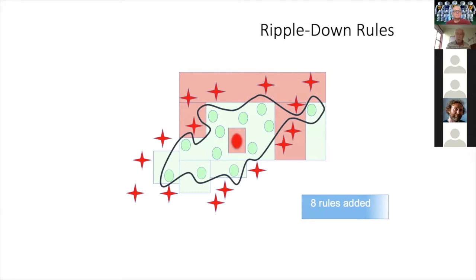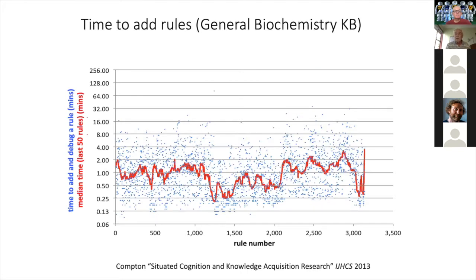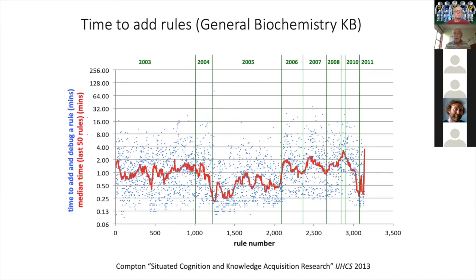Now, does it work as well as this in practice? This is a 3,000 rule knowledge base, and the vertical axis of the time in blue is the time to add and debug a rule, and that's the total time. So its actual raw data includes going to get coffee, going to the bathroom, etc. So the red line is the median time over the last 50 cases, 50 rules. And you can see it's about a minute or two to add a rule. Now, this was done gradually over 8 years. And the total time, the sum of the blue dots, it's just hours per year.